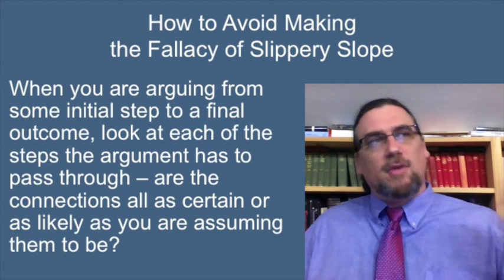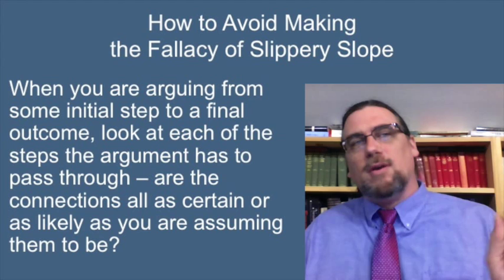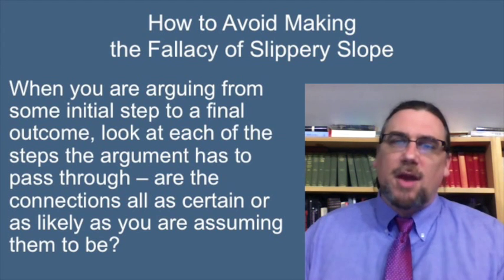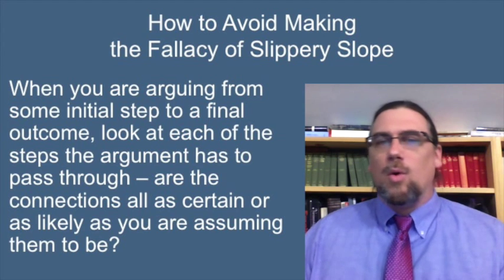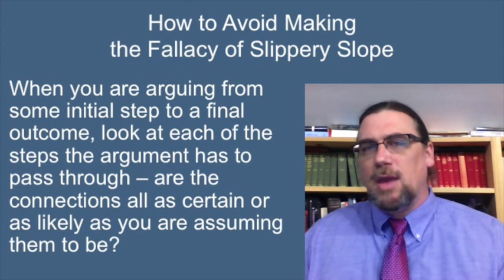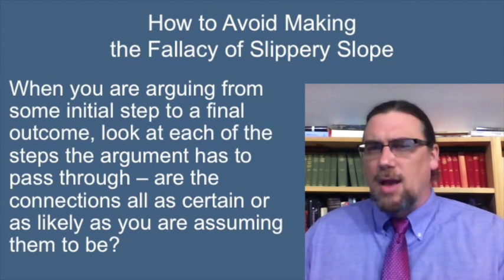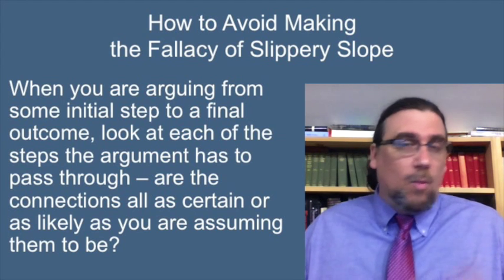Look at all those if-thens. If you do this, then that's going to lead to this. And if you do this, that's going to lead to this. Pay attention to each one of them. Are these connections all as certain or as likely as you're assuming them to be? Or are you making them stronger than they really ought to be regarded as? And if you are, then why are you doing that?